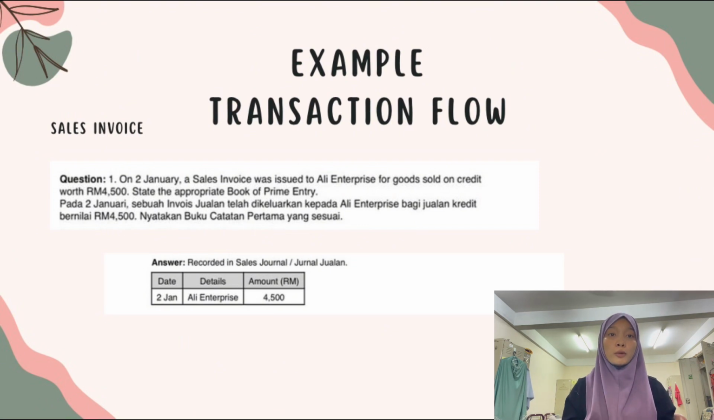The book of prime entry is the sales journal. Why the sales journal? It's because the sales journal is a special journal used to record all sales of merchandise on credit only. Since this transaction is a credit sale, it must be recorded here. How do we do the sales journal? First of all, you need to make a table with 3 columns: date, detail and amount. On date, we write 2 January. For detail, we write Ali Enterprise. For the amount, we write 4,500 ringgit.